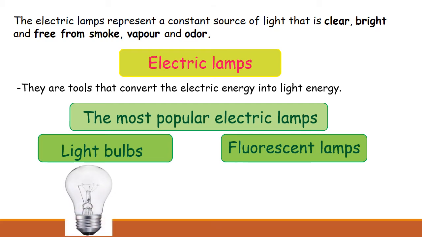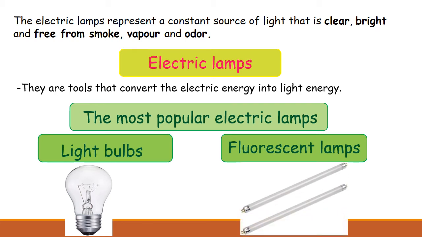This is the light bulb. It's called light bulb because the glass of this lamp takes a bulb shape. And this is called a fluorescent lamp. In our daily life, this kind of lamp is called neon, but it's just a common name. This lamp doesn't contain any neon gas at all. It contains another kind of gas, and we will talk about it later.